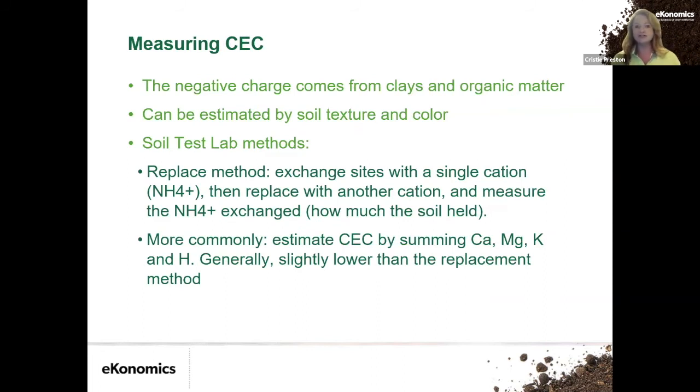So when it comes to measuring CEC, again, we're measuring the positive ions that are held on a negative charge. A lot of times this can be estimated by soil texture and color. I've got an example here in a second, but soil testing labs can use various methods to estimate CEC. Some labs use the replacement method, which is used with ammonium, and then you replace it with another cation and just measure the ammonium that's left in solution, and that's how much the soil held.